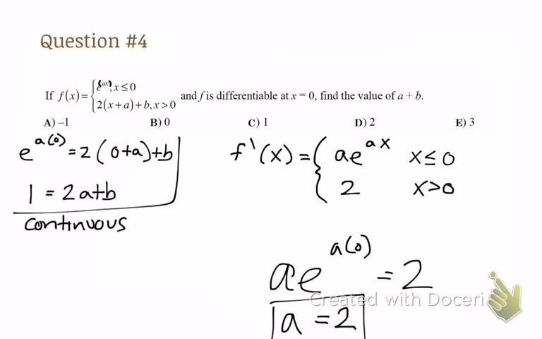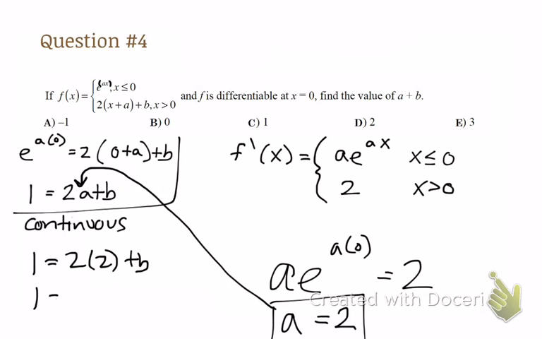So a equals 2, and that is going to help us up here, because now we can figure out what b equals. If we plug in 2 right here, we get 1 equals 2 times 2 plus b. So 1 equals 4 plus b, or in other words, b equals 1 minus 4, which is negative 3. And last but not least, it says to find the value of a plus b, so we're going to add them together. When you do 2 plus negative 3, you get negative 1. So the answer is A.